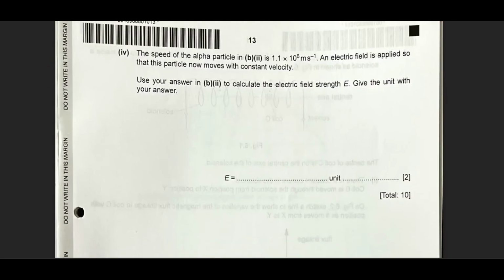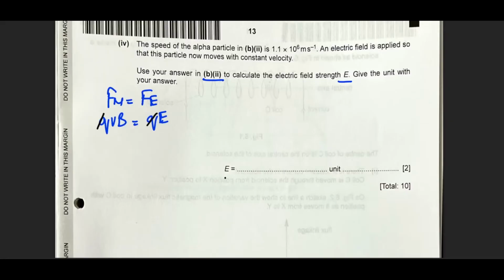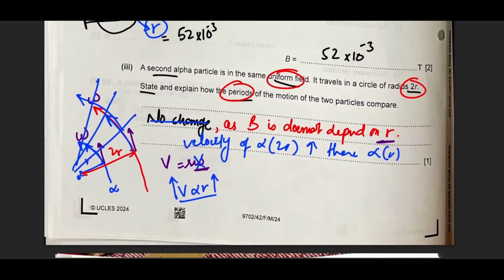Okay, no problem. Use your answer in B2 to find out the field strength. So again, we can say that the magnetic force Fm is equal to the electric force. The magnetic force comes out as QVB equals the electric force, which is QE. Okay, and Q gets cancelled out. We are required to find E, so E is equal to the velocity, which is 1.1 into 10 to the power 6, into B, magnetic field density, that is 52 into 10 raised to the power minus 3.